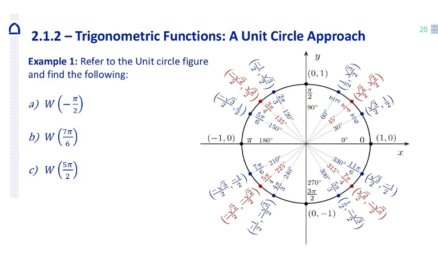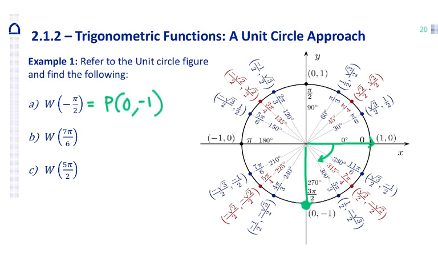So let's look at these examples and see if we can answer the questions. We're using the wrapping function and we want to find the point on the unit circle where the terminal side will land. So we start at our initial side and we are going to go negative pi over 2. That means opening this way and landing here. So the wrapping function would land at this point, which is the point 0, negative 1.